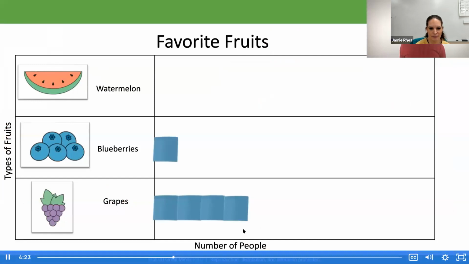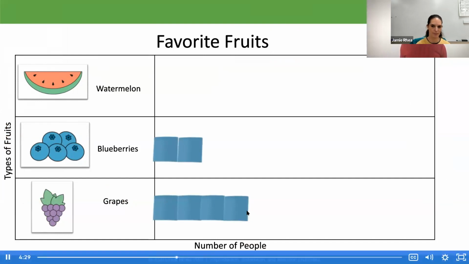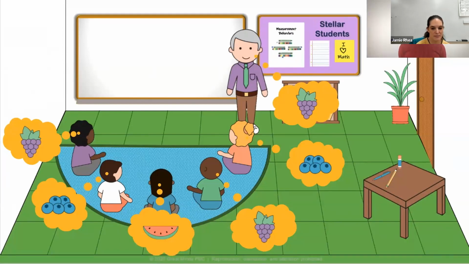1, 2. Great work. Now let's count to see how many people in this classroom like watermelon. How many people like watermelon? 1 person. You got it. Only 1 person likes watermelon.